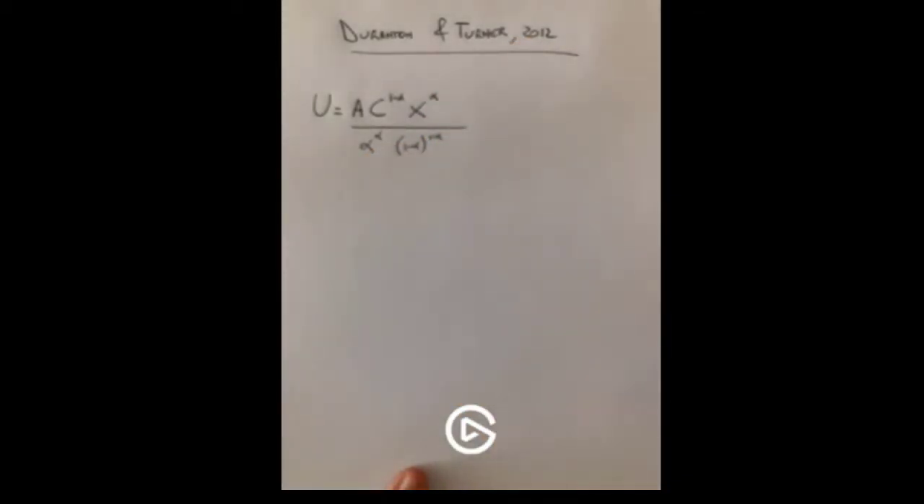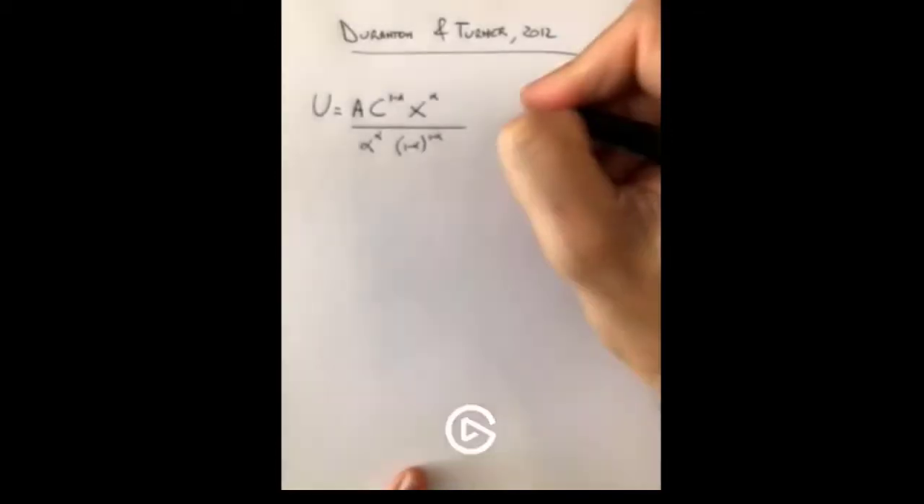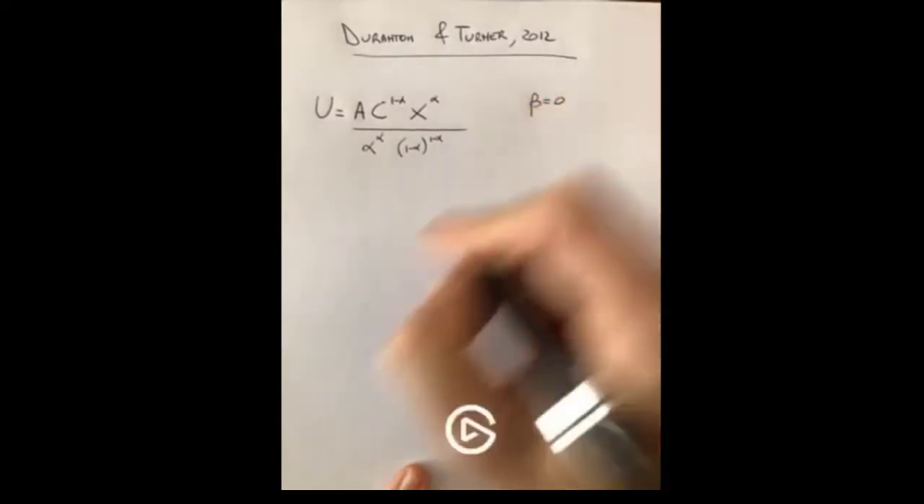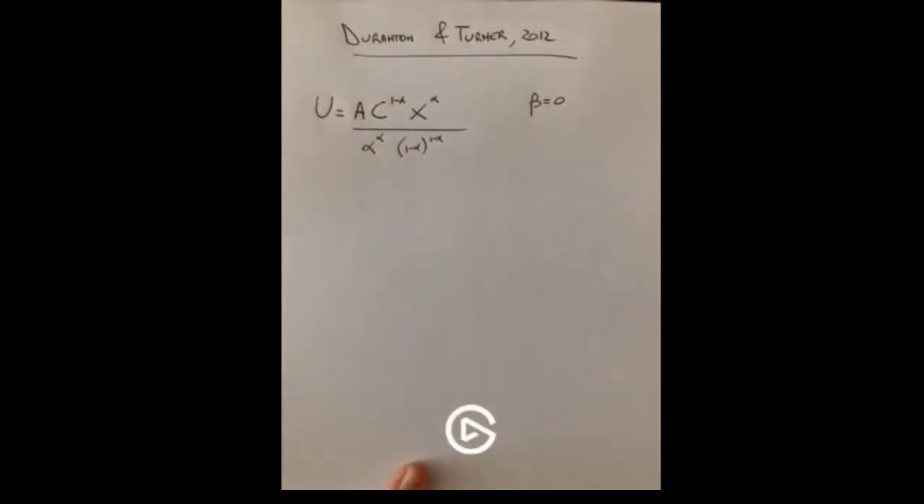So this is exactly the utility in the paper under the parametrization that beta is equal to 0. In the paper they have an extra term, L, with exponent beta. If we set beta equal to 0, that L disappears, and the utility is exactly the same as the one that I give here. So this is a simplified version.